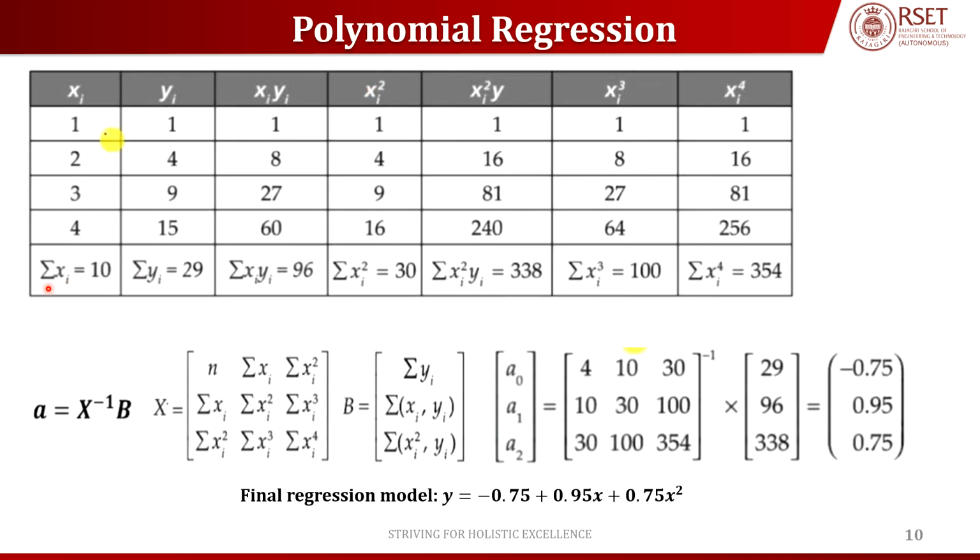Sigma means you're just taking the sum of all of these, and just after that we can substitute those values in this X matrix, and after taking the inverse, it is multiplied with this B matrix, so we will get this answer. These are simple mathematics. Then this is our A0, this is our A1, and this is A2. Just substitute it in the regression model formula. Y is equal to minus 0.75 plus 0.95x plus 0.75 x square.